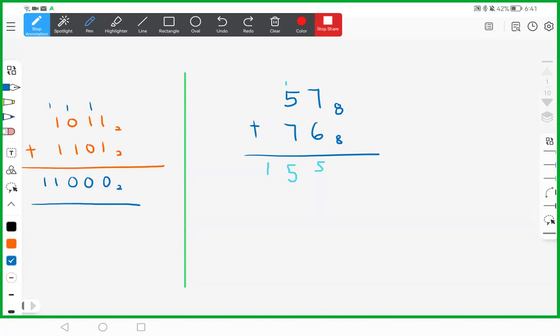Correct. Can you help me to insert the base 8? Perfect. Okay? Yes. Just like this only.